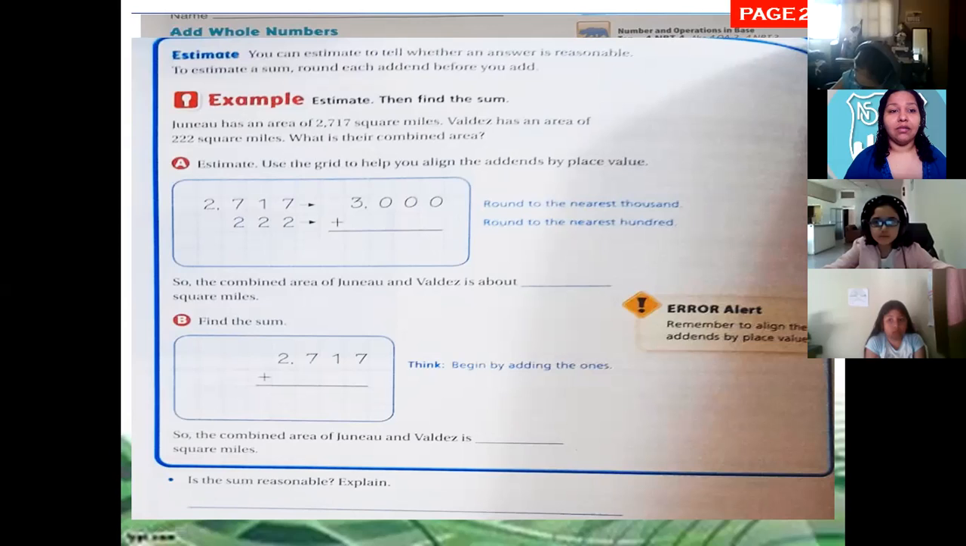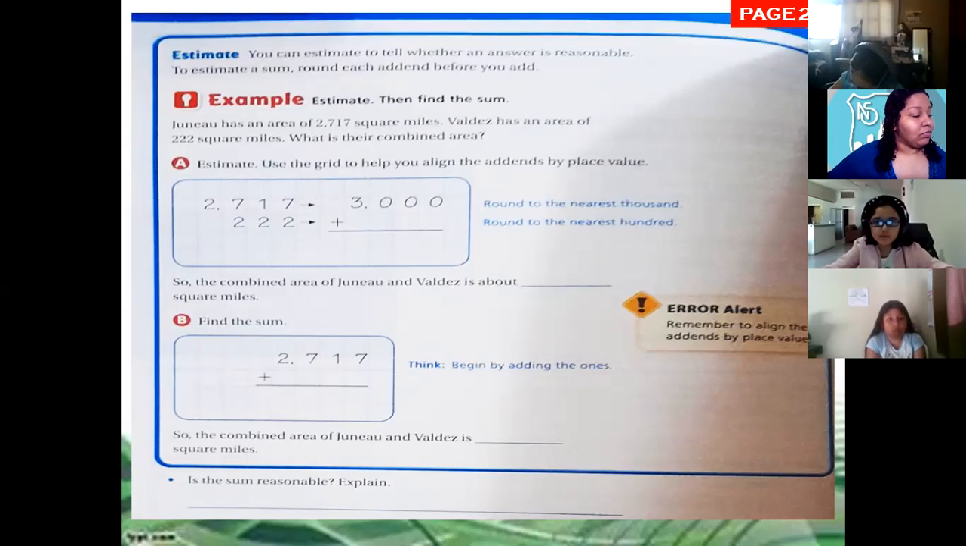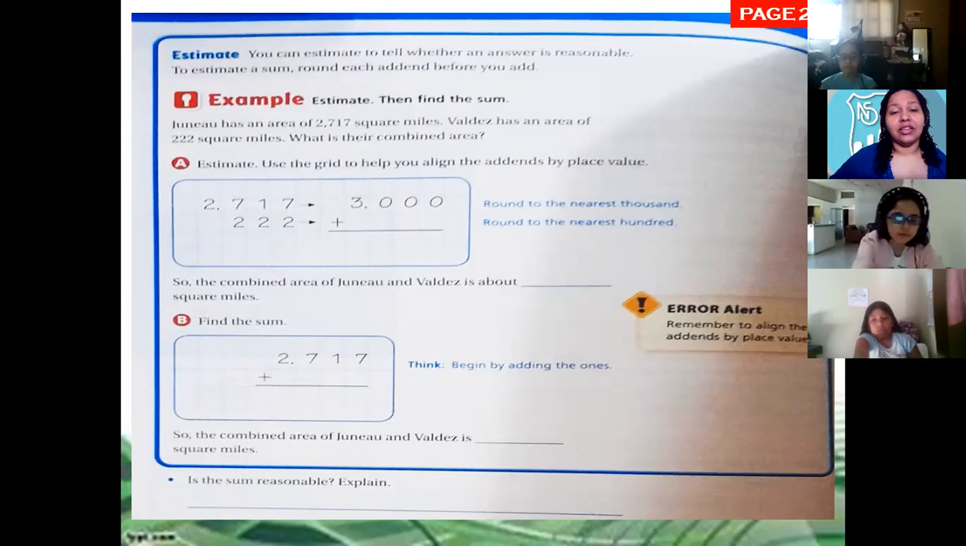Over there we had, listen, you can estimate to tell whether an answer is reasonable. To estimate a sum, round each addend before you add. Over there, we had the example to estimate and then find the sum. Okay, this doesn't look very well in this video. I'm going to read that.